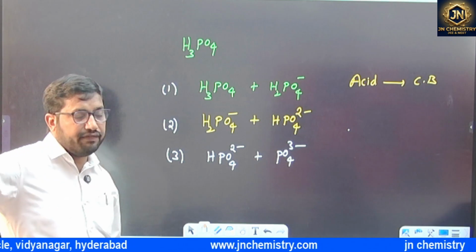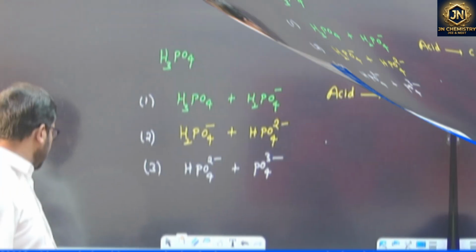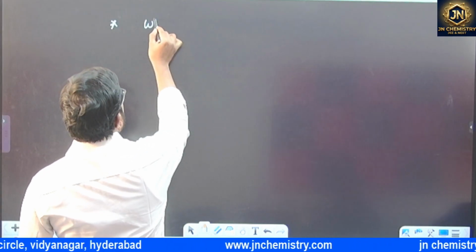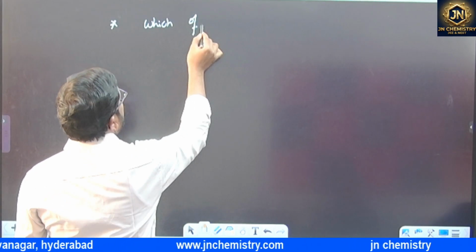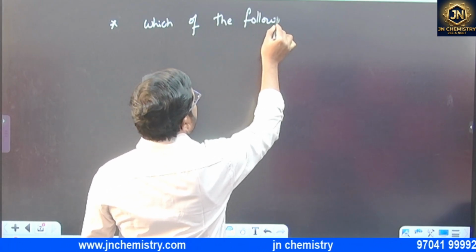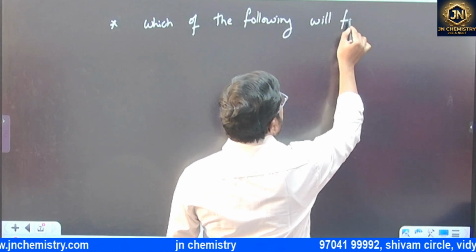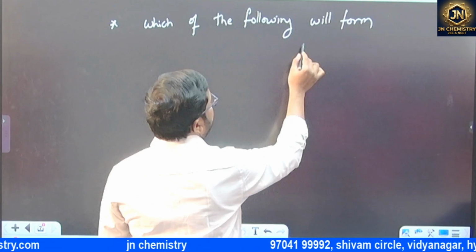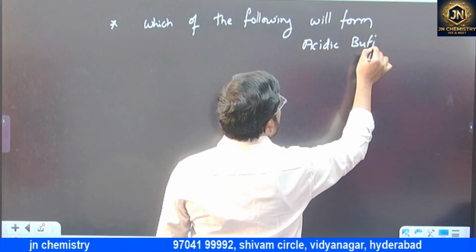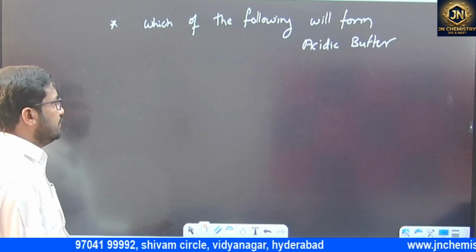Automatically we'll get these three types of buffers. We need to identify them when they are asking the questions. We need to identify which type. So, write a question. This is a very important question. Which of the following will form an acidic buffer?